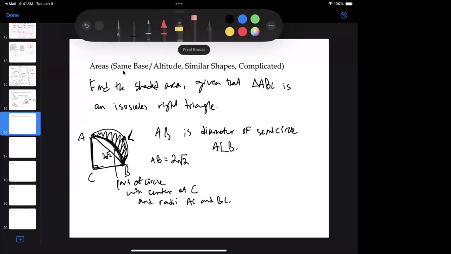Okay, so my suggestion for doing complicated area questions like these is to find basic areas that you can find, and then see how you can piece them together, adding or subtracting, to get the area that you want. So the area that we want is the shaded area, and the shaded area can be found by subtracting the little crescent area from the big semicircle, right? So those are the two areas we'll find.